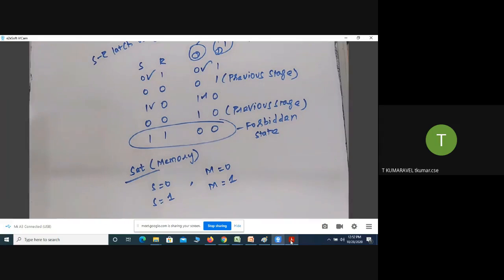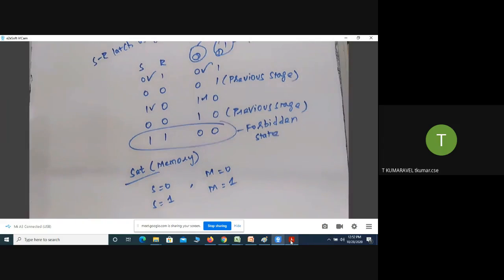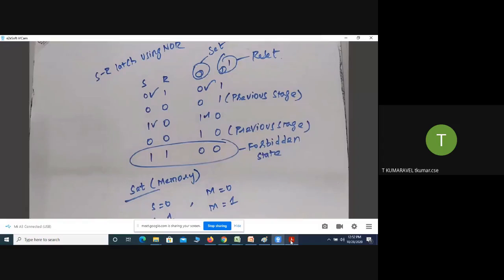It is okay for you? SR latch using NOR gate implementation. It is okay?